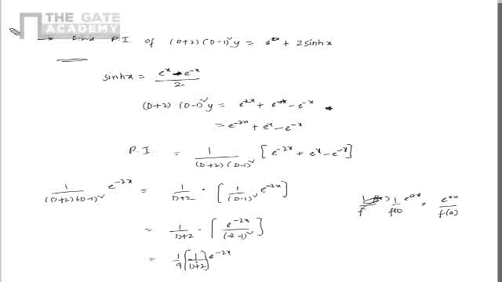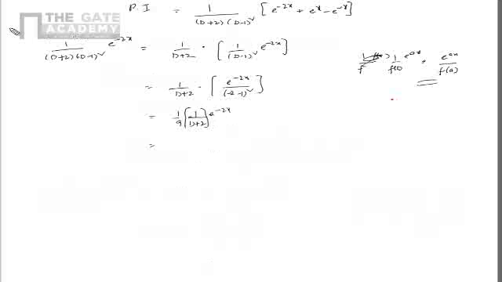Now if I apply the same formula, my f of a will be 0. So then I have to use the second formula: if f of a is 0, then 1 by f of D, e power ax, will be x e power ax by f dash of a. So let's differentiate. F dash of D will be 1, so 1 by 9 into x e power minus 2x. So that is the first term.